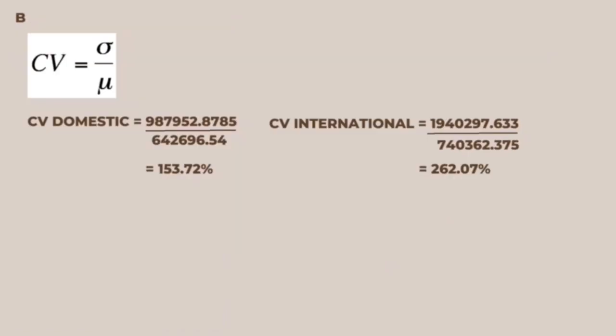Lastly is coefficient of variation. The formula is standard deviation divided by mean, and we get a coefficient of variation of 153.72% for domestic. For international, I get 262.7%. That's all for me. Thank you.